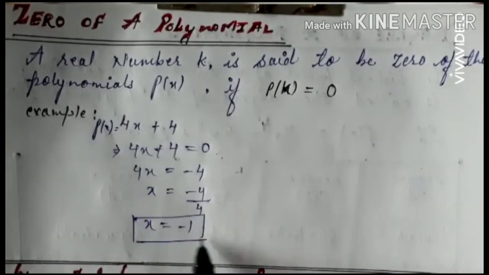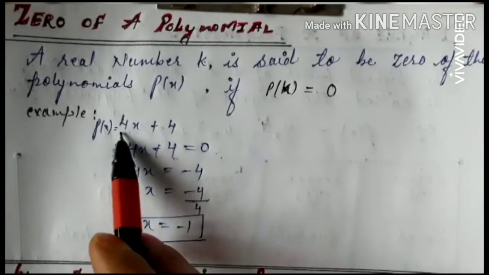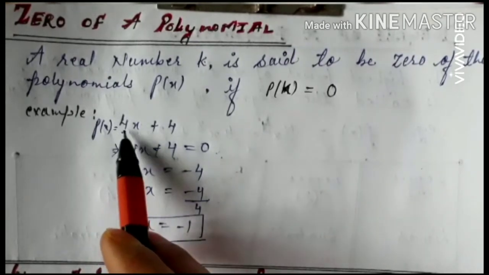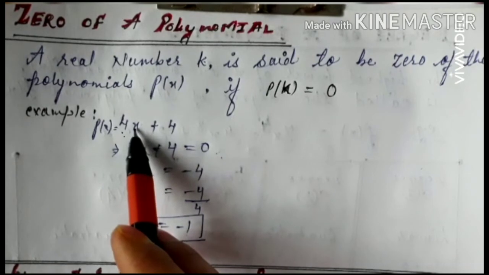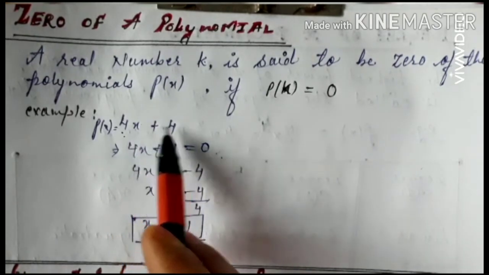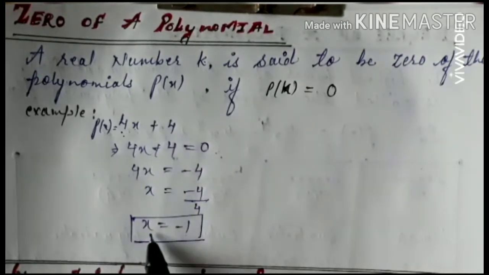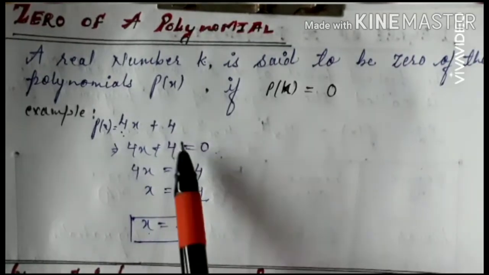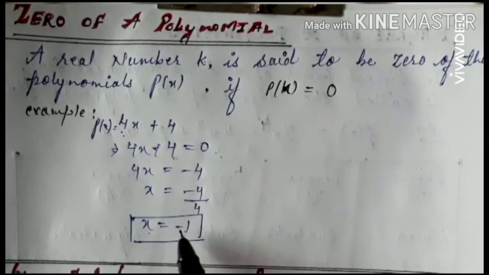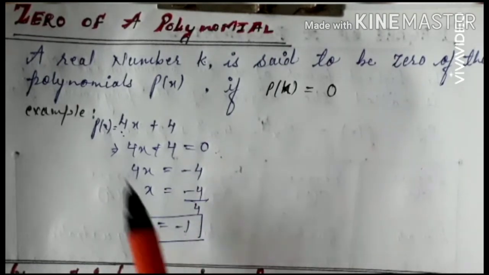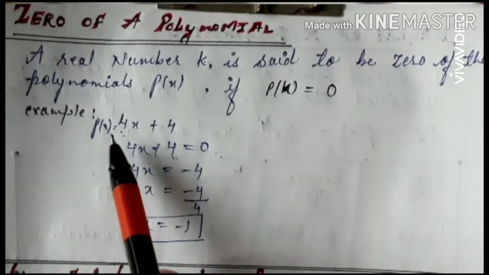For the value x = -1, this polynomial becomes 0. How? Put the value here: 4 into minus 1 becomes minus 4, plus 4, minus 4 and plus 4 is 0. That means for x = -1, this becomes 0. So -1 is the zero of this polynomial.